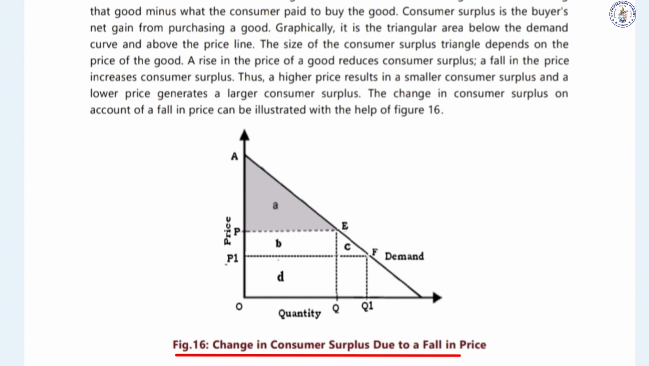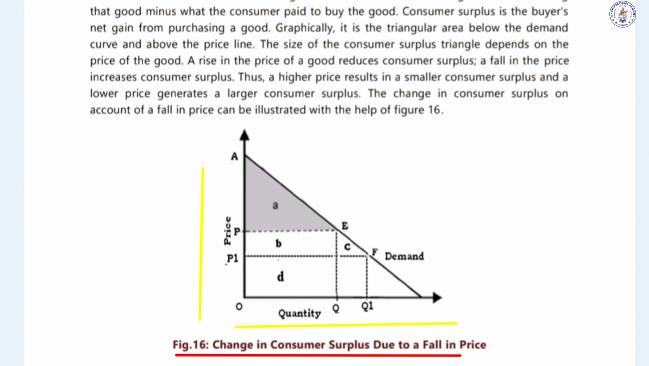Now, in the next diagram, please see figure number 16. If the price moves from OP to OP1, that is, when the price decreases, the quantity that consumers are ready to buy increases, OQ to OQ1. The existing consumers, when the price was OP, were buying OQ number of goods. So the consumer surplus that they were getting was APE, the triangle shaded with small letter A.